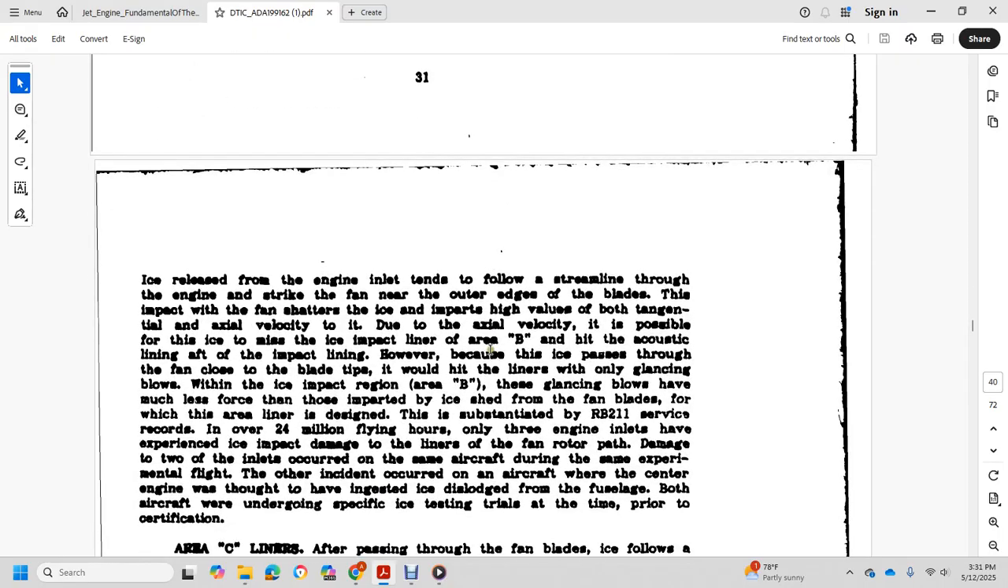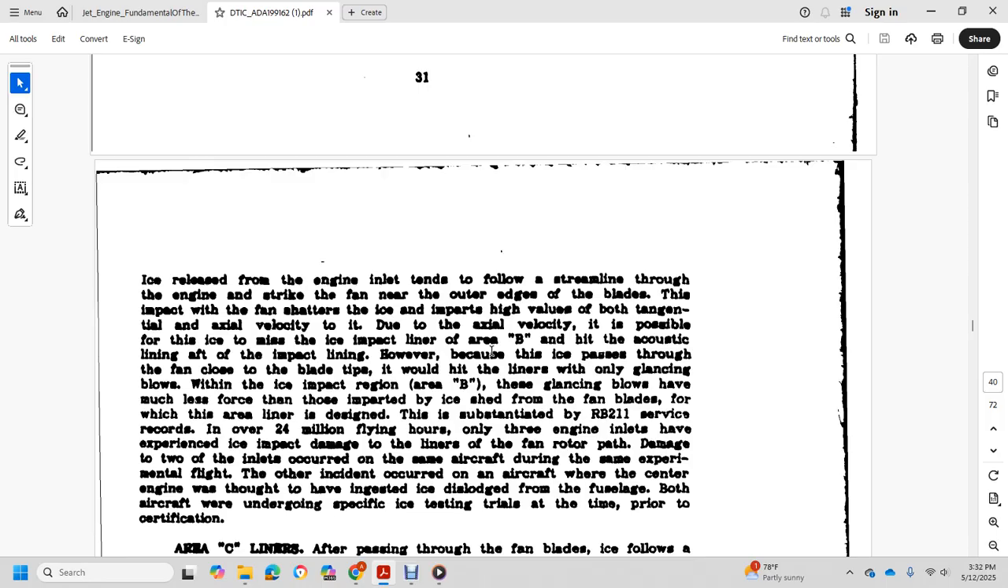Ice released from the engine inlet tends to follow the streamline through the engine, near the outer edge of the blade. With this impact, the fan shatters the ice and imparts a high value of both tangential and axial velocity, so the ice could strike the impact liner over area B. However, because of the ice packing when the fan is close to the blade tip, it would hit the liners with only a glancing blow in the ice impact region of area B. These glancing blows would have less force imparted on the ice shed from the fan blades.